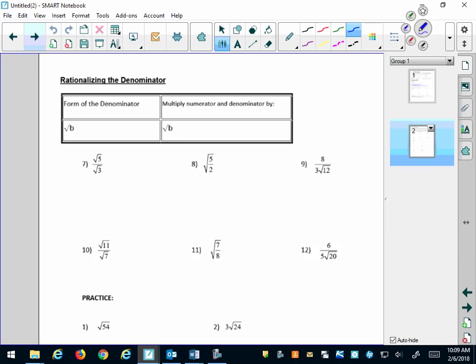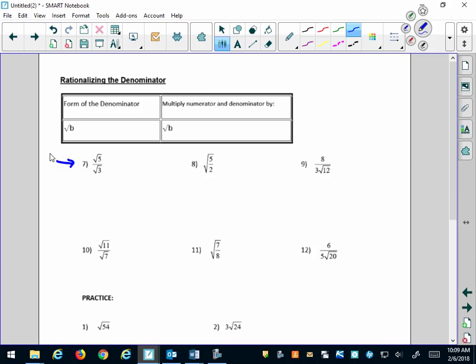So, rationalizing the denominator. First of all, there's a general rule that says when you have a fraction that involves square roots or radicals, we don't want to keep our final answer with a radical sign anywhere in the denominator. So all of these that you see here have radicals in the denominator, and we need a way to rewrite this expression in a way that it doesn't change the value of the expression, but we have to get rid of that radical in the denominator.